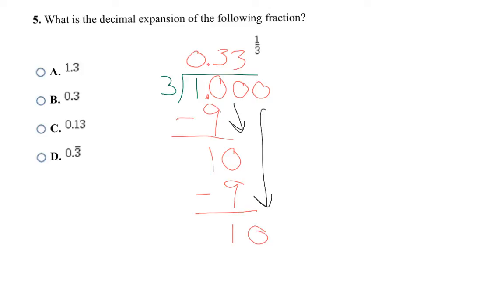And so it's looking like this process, I just keep getting the same thing over and over again. 3 divides into 10 how many times? 3 times. 3 times 3 is 9. I do that subtraction and I get a 1 again. So when you keep getting the same pattern over and over again, 10 minus 9, 10 minus 9, 10 minus 9, 3 times 3, 3 divides in 3 times, that's a sign that this is going to be a repeating decimal. So it's not going to end. It's just going to continue to be 3, 3, 3, 3, 3, and so on.